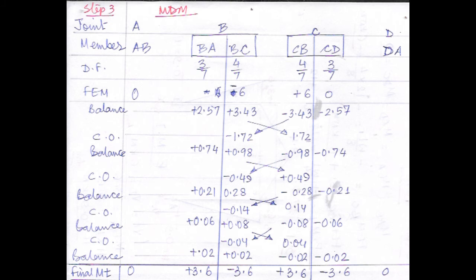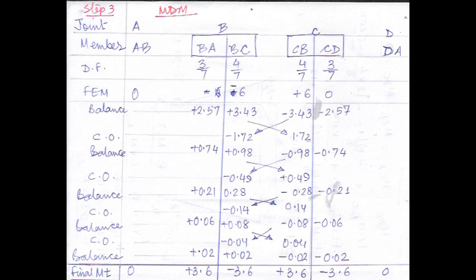And then for the BA it was plus 2.57, plus 0.74, plus 0.21, plus 0.06, plus 0.02, like that way, 3.6. BC, how have we got it? We have started with minus 6. Correct. Distribution factor you leave, because that is not the value of the moment.